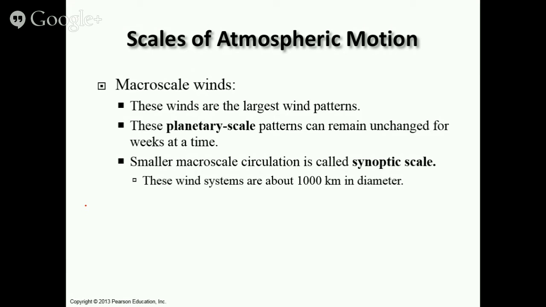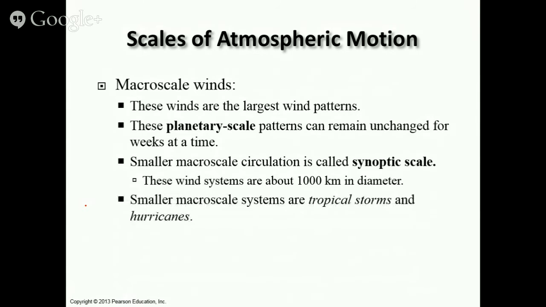Synoptic scale is another word that we refer to macro scale with. So we're talking about 1,000 kilometers in diameter when we look at those. Smaller macro scale systems are called tropical storms and often referred to more commonly and most frequently as hurricanes. So things here we need to make sense of. This is one that sometimes gets confusing just because of all the names involved.